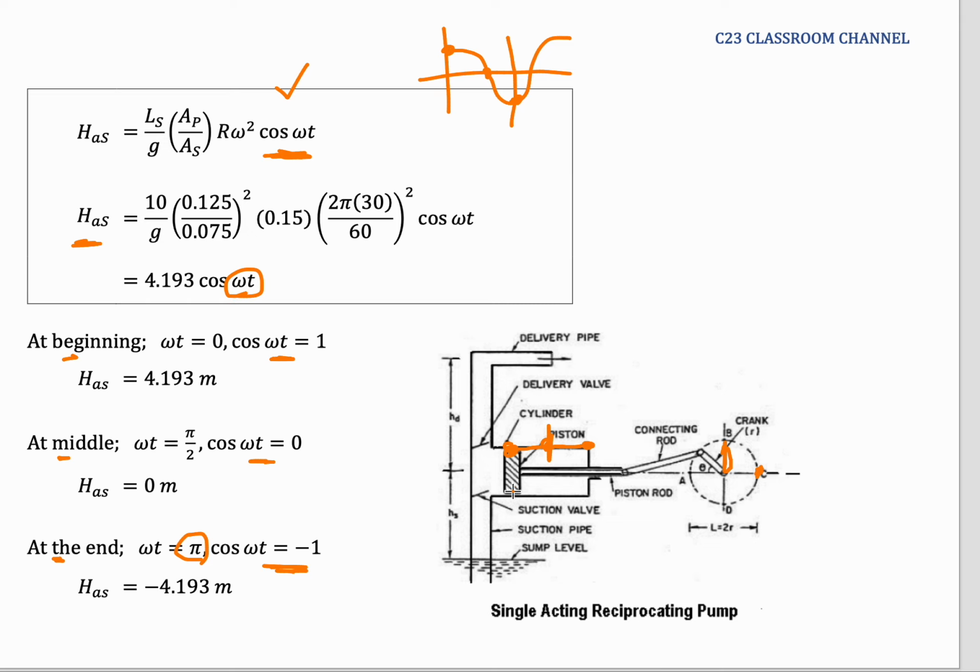So what is the meaning of this positive and negative? At this point, the suction head or the acceleration head reflects the strength of the piston to suck water inside. So at this level, it could create a vacuum and it could suck water inside the chamber. But at the end, it will become negative, meaning the strength is actually reduced a lot.